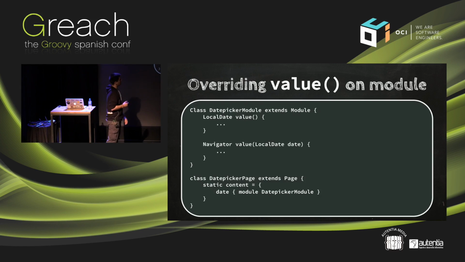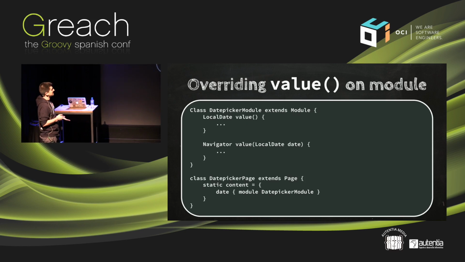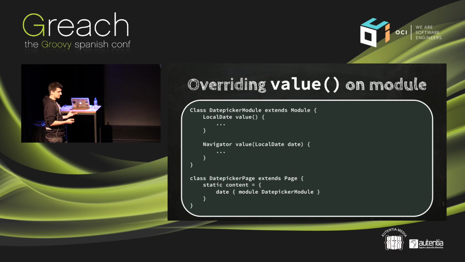So what we have over here is a date picker module, and what we're doing over here, we are overloading the value method that returns the value of a navigator. In this case, a module, which is a navigator. And we are overloading the value method which allows you to set the value on the navigator. These methods are used in Geb to access values of form elements, usually.